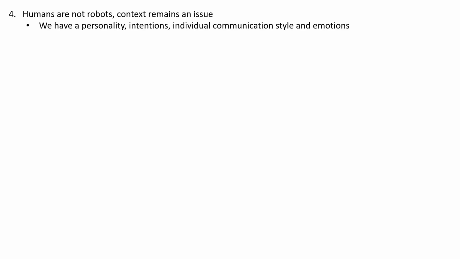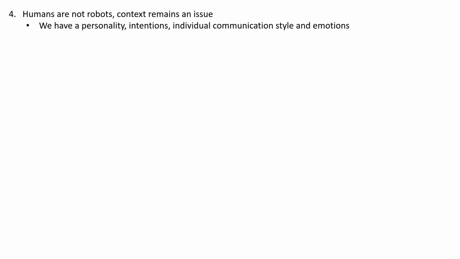4. Humans are not robots. Context remains an issue. Even with all the fancy machine learning algorithms of today, it's still very difficult, for example, to detect sarcasm. This is because whenever someone speaks to us, we don't only take into consideration the speech as such. We also take into consideration the context and the person who's speaking to us.